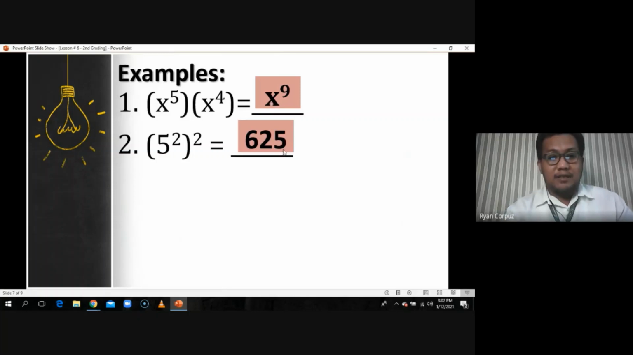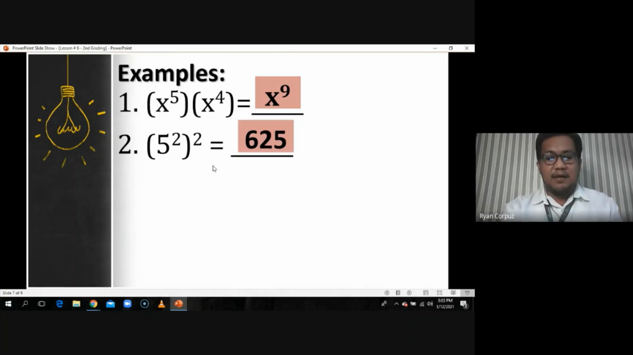But in the case of number 2, pag in-expand natin 5 raised to 4 with the application of the power rule, 5 times 5 times 5 times 5. So, merong tayong certain number na magiging sagot, which is 625. Again, that's 5 times 5, 25 times 5, 125 times 5 is 625. That's how we answer example number 2. So did you get that?